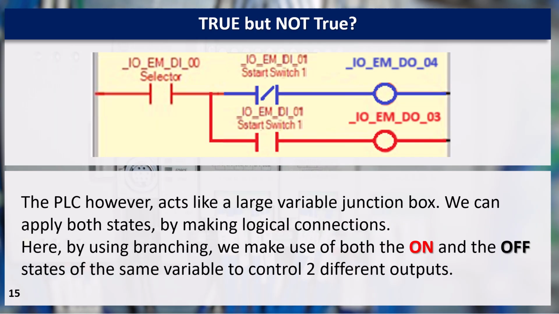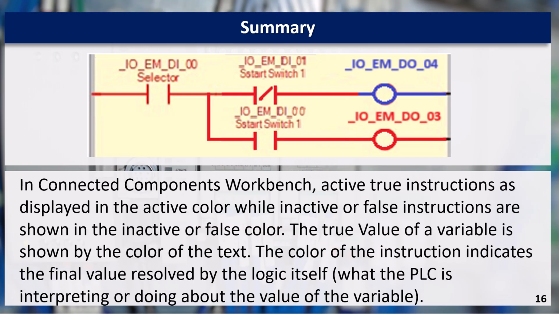The PLC, however, acts like a large variable junction box. We can apply both states by making logical connections. Here, by using branching, we make use of both the on and the off states of the same variable to control two different outputs. In Connected Components Workbench, active true instructions are displayed in the active color, while inactive or false instructions are shown in the inactive or false color.